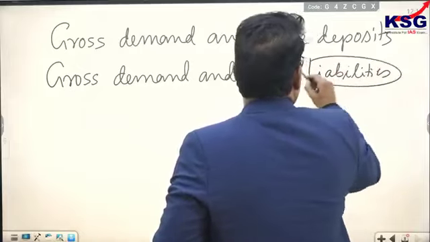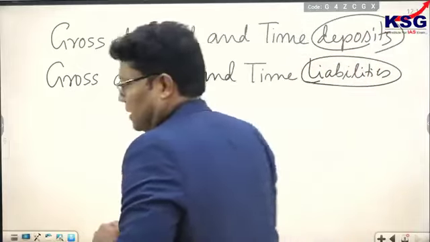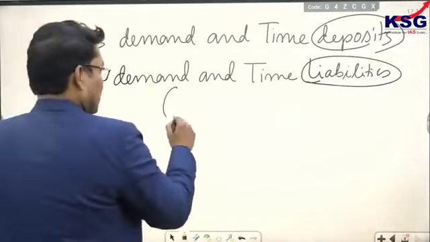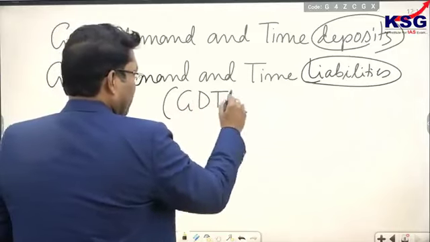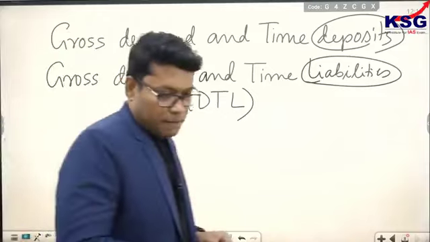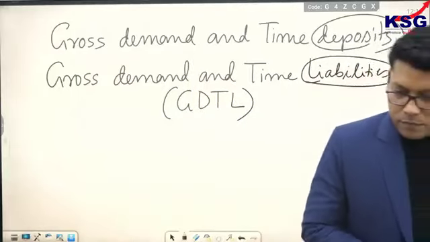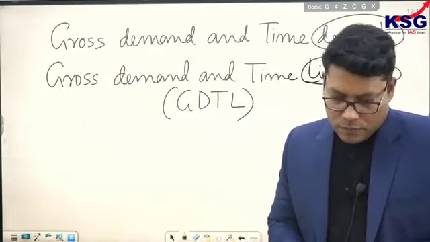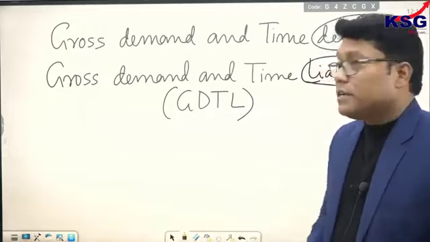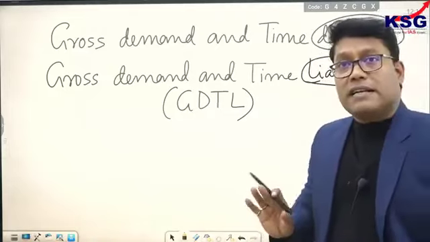So these deposits are replaced by the liability. The reason is that all deposits with the banks are liabilities, and in short form we say it is GDTL. Look, clear? GDTL: gross demand and time liabilities.